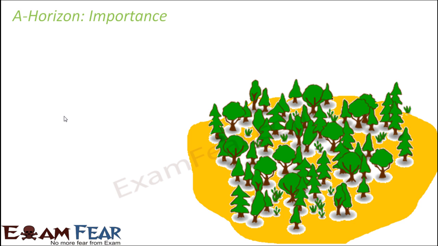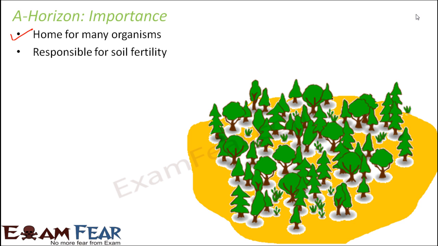Now this A horizon is extremely important. Do you know why? Because it is home for many organisms. At the beginning of the lesson, I told you that soil acts as a home for many organisms like earthworms. These organisms live in this layer of soil. They do not live very deep inside the soil. They live somewhat towards the upper layer of the soil, and the A horizon is their home.